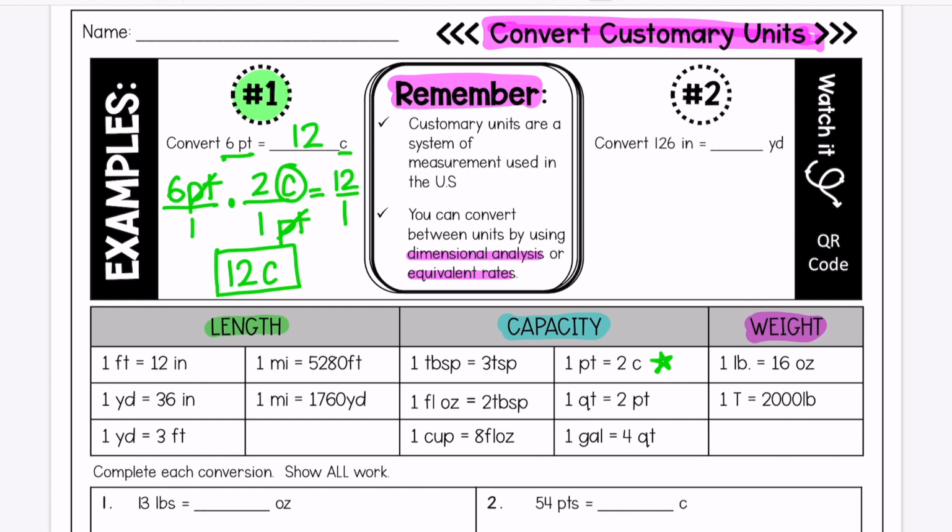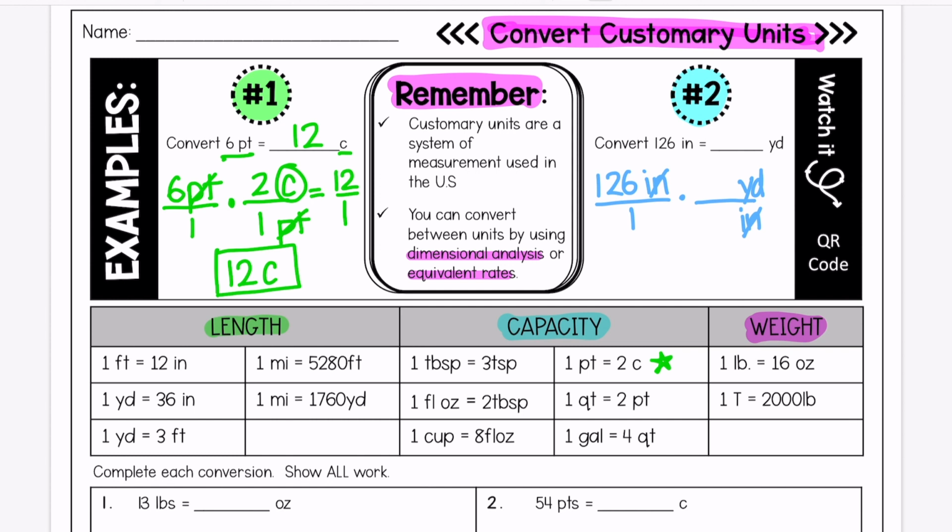Let's try it again with the example here on the right, number 2. We want to convert 126 inches into yards. So 126 inches over 1 is how we write that as a fraction. We're going to multiply by another fraction so that we change inches to yards. In order to cancel out inches, I want to put inches down here, so the 2 inches will simplify out, and I want to change it to yards.